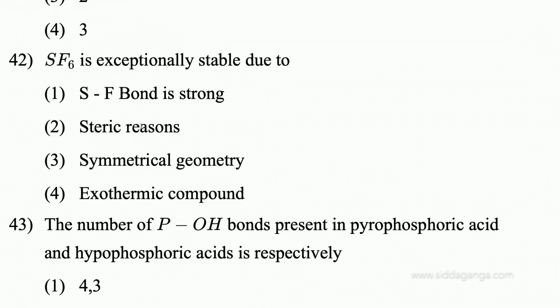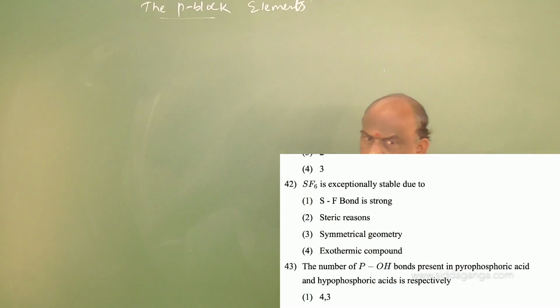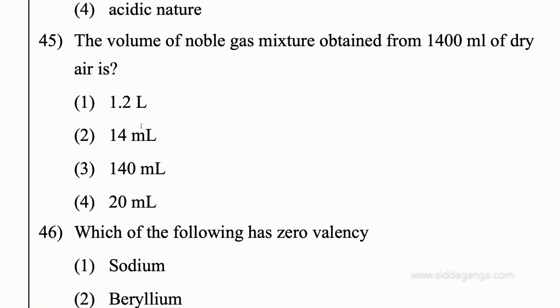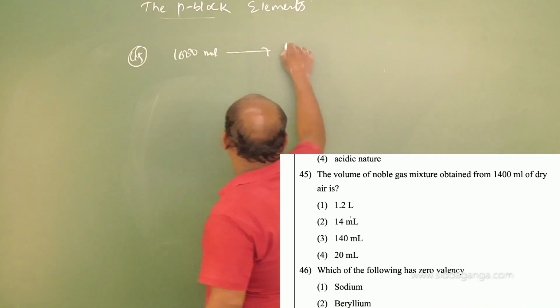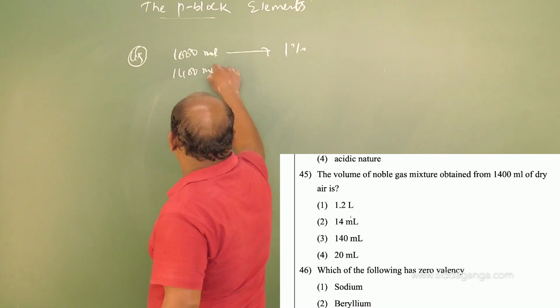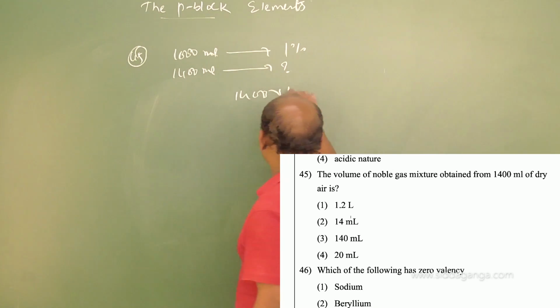And the next question after 42: the volume of noble gas mixture obtained from 1400 ml of dry air. We already know that dry air contains 1% noble gases. So here, 1400 ml. Suppose 1000 ml contains 1%; then you have to calculate how much 1400 ml contains. 1400 into 1 by 1000.